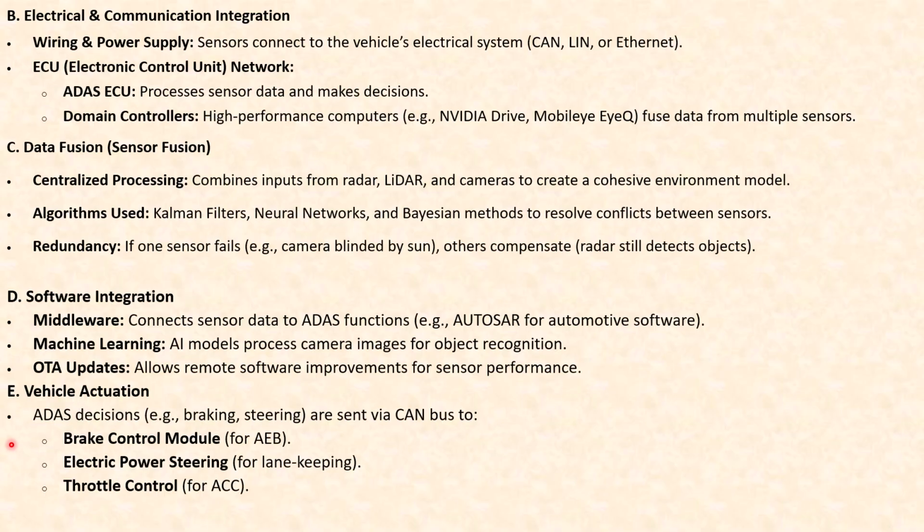Vehicle actuation. Now what is meant by vehicle actuation? ADAS decisions are sent via CAN bus to the brake control module, electric power steering and throttle control. So these actuators are also integrated into the vehicle for the sake of ADAS, because these actuators are the ones which are actually executing the function. These actuators are also connected to the entire ECU network so that they execute the required function.